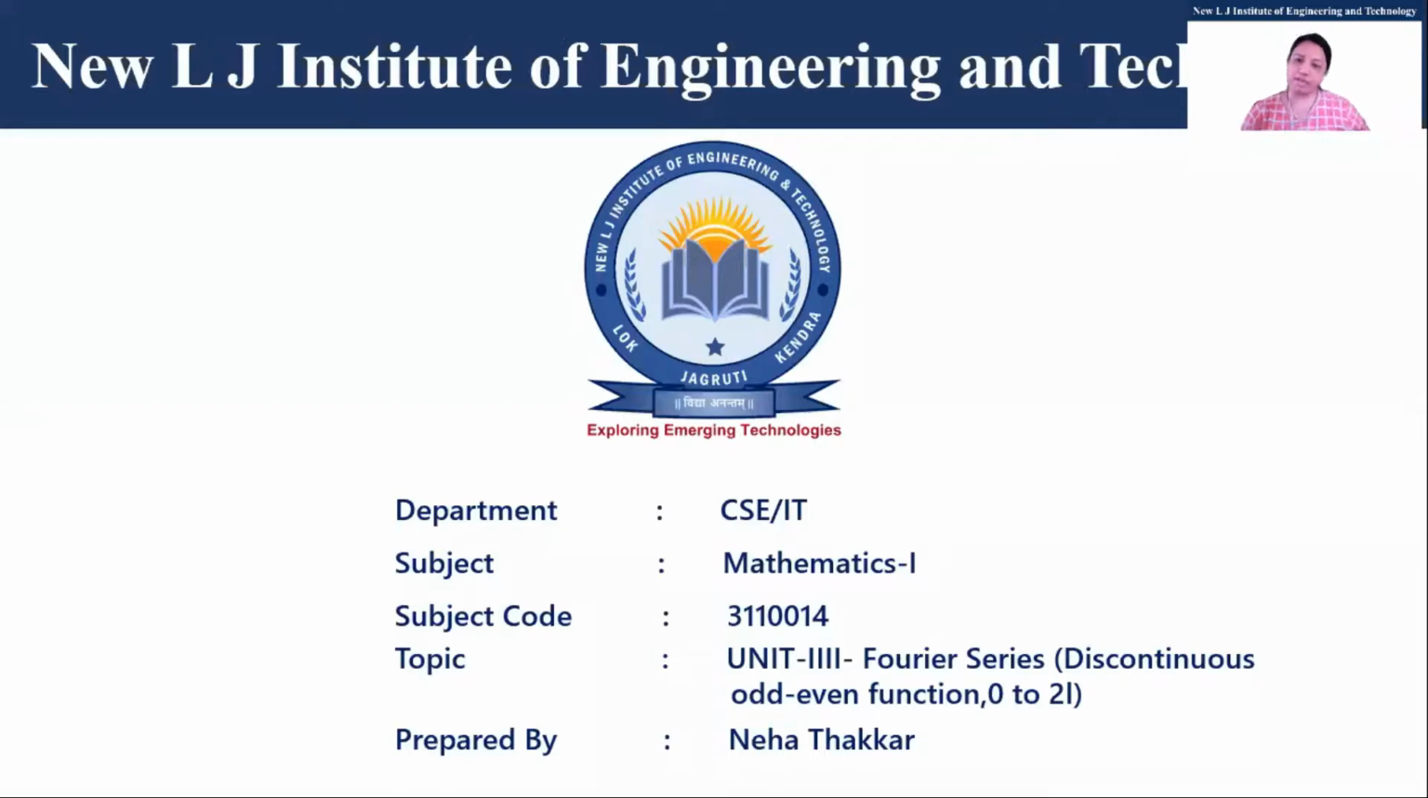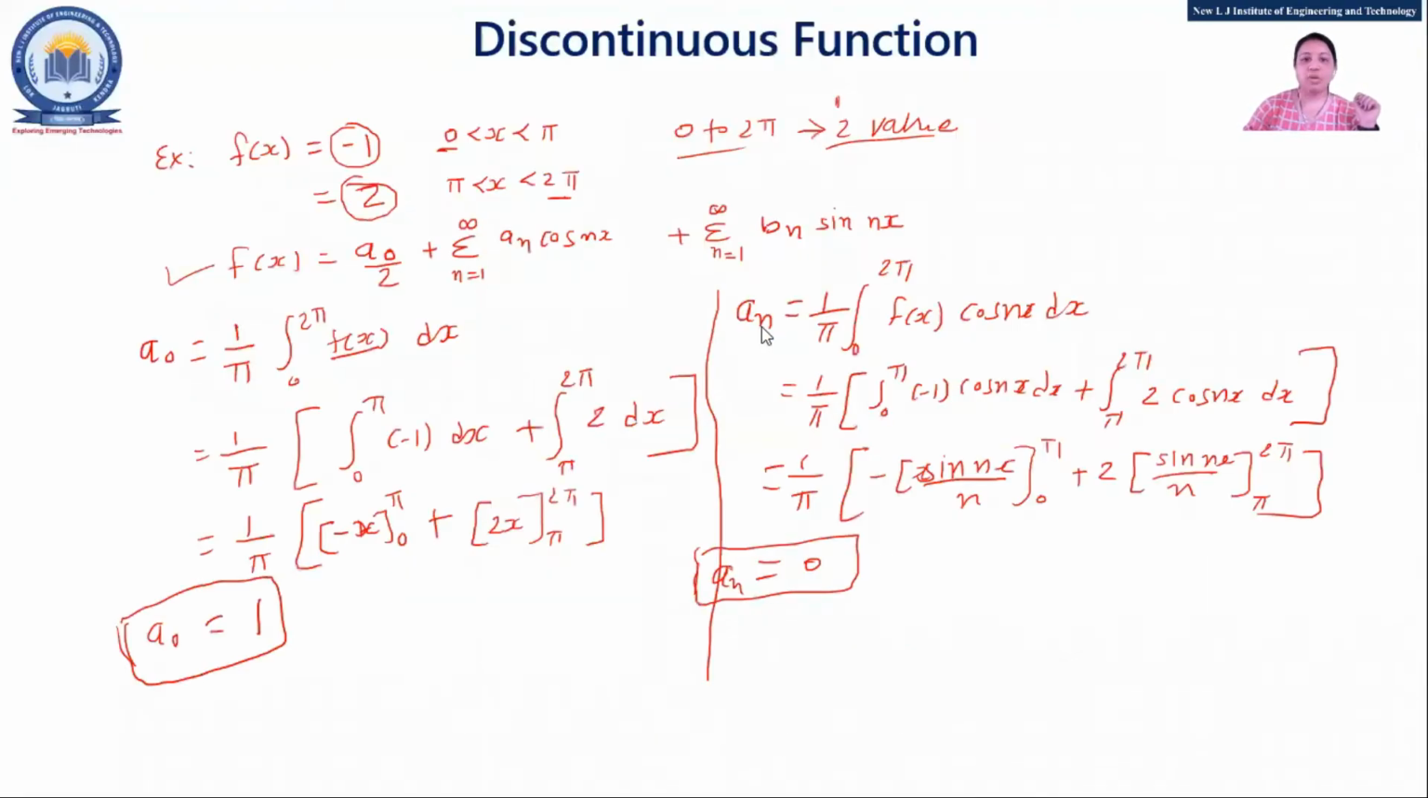Which example have I given you? f of x equal to pi plus x from minus pi to 0, and pi minus x from 0 to pi. Yes, ma'am. Odd and even function. Yes, right? So you should remember that. We have seen mainly the concept of minus pi to pi.